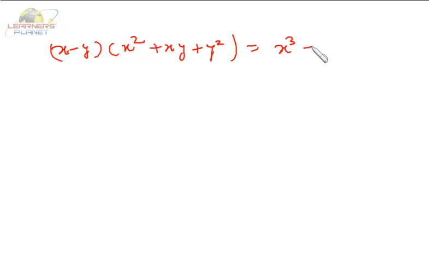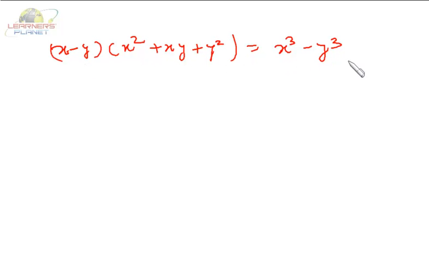Suppose I have x minus y and x square plus xy plus y square. The product of these two algebraic expressions will be x cube minus y cube. Now these two, that is x minus y and x square plus xy plus y square, are factors of x cube minus y cube. Or we can say x cube minus y cube is the product of these two. If we multiply both of them, we'll get x cube minus y cube, and individually both of them are factors of x cube minus y cube.